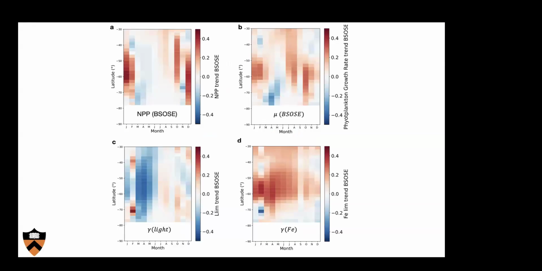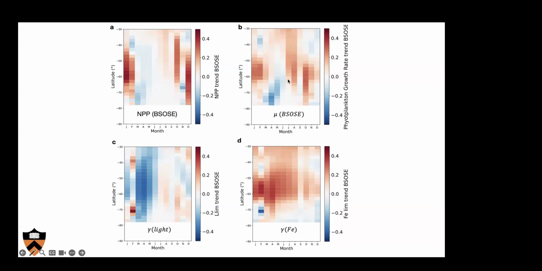Now, once we have this increase in chlorophyll, we want to relate it to phytoplankton growth rate and limiting factors. So panel A is the same increase in NPP, which has to be a pattern very similar to the one from the chlorophyll. And the phytoplankton growth rate is in B. So you see that the phytoplankton growth rate is increasing in the same region here, but also here.